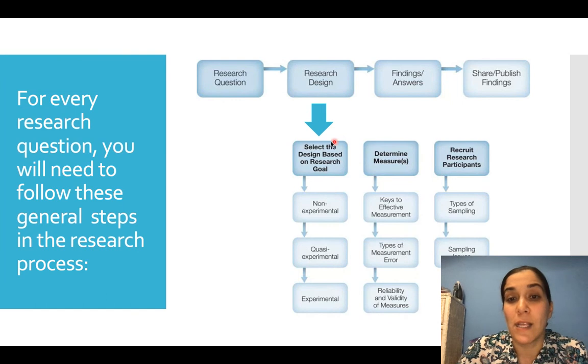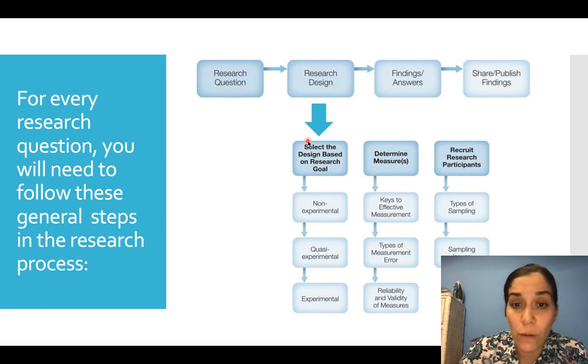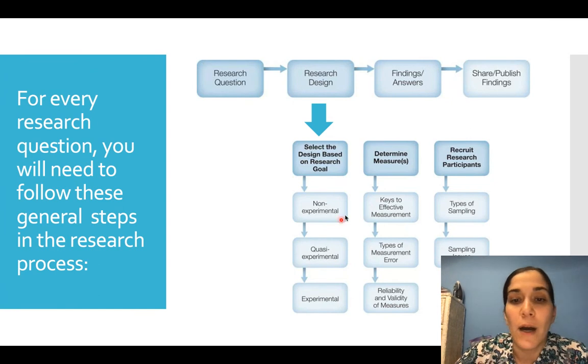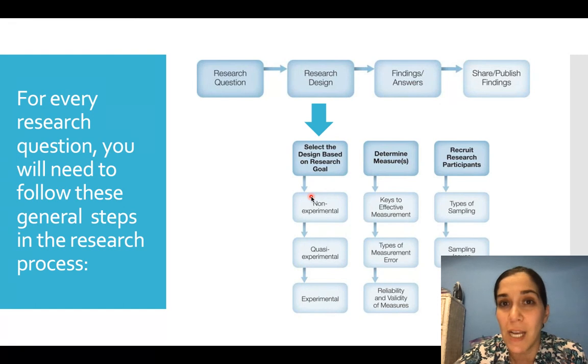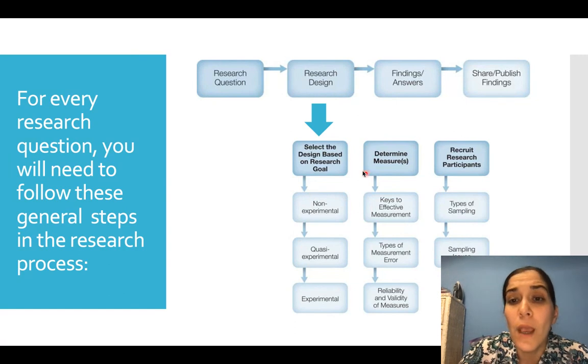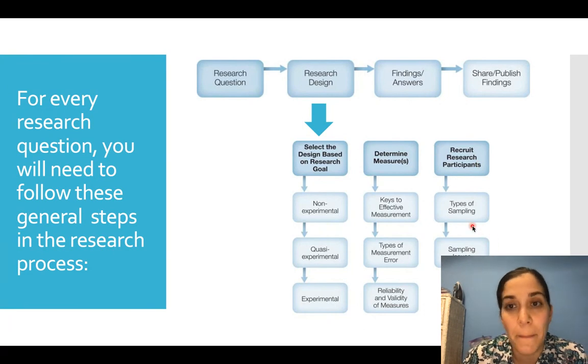Specifically, we're going to talk about selecting the design based on your research goal, right? Whether it's non-experimental, quasi-experimental, or experimental. We'll talk about these two later on in the semester when we talk about chapters 10, 11, and 12. You already talked about non-experimental designs in 3510. This is frequency claims and association claims, essentially correlational designs or descriptive research. We're going to determine our measures and recruit our participants using different sampling methods, which you've already talked about as well. And we spend the majority of the semester just on this one step.